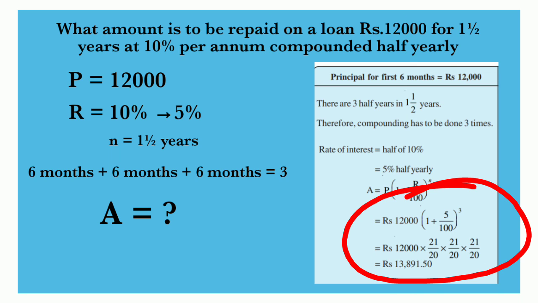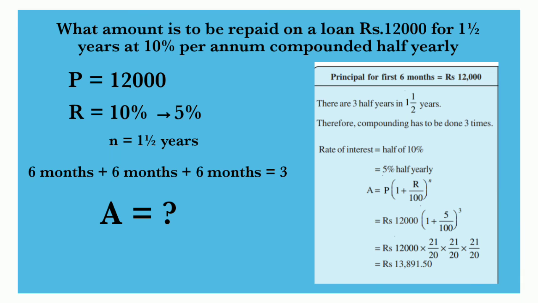Then cross multiply. So 1 into 100, 100 plus 5, 105 divided by 100. 105 by 100 reduces to 21 by 20. So 21 by 20 three times: 21 by 20 into 21 by 20 into 21 by 20. After the calculation, you will get rupees 13,891.50. This is the amount repaid to the bank after 1.5 years.